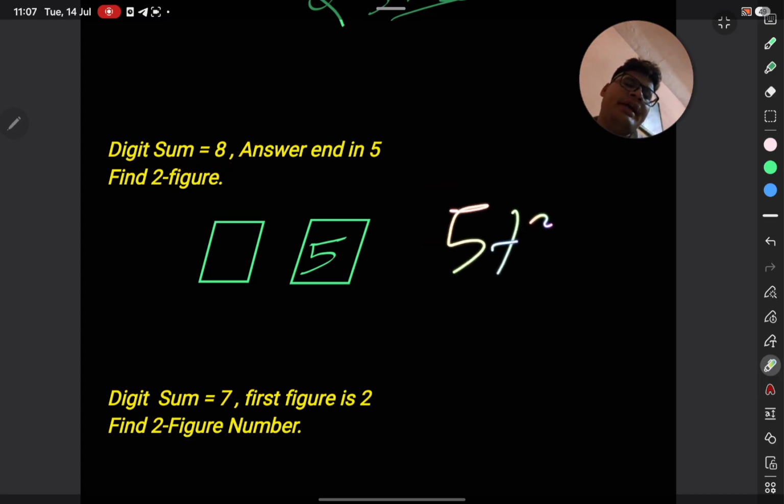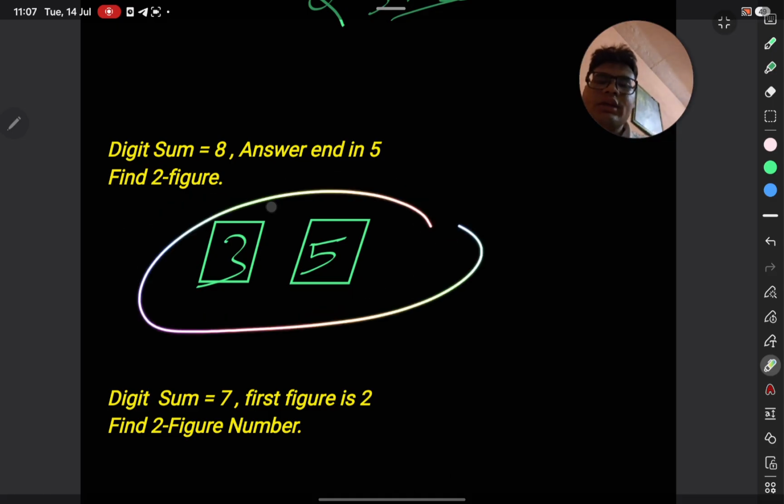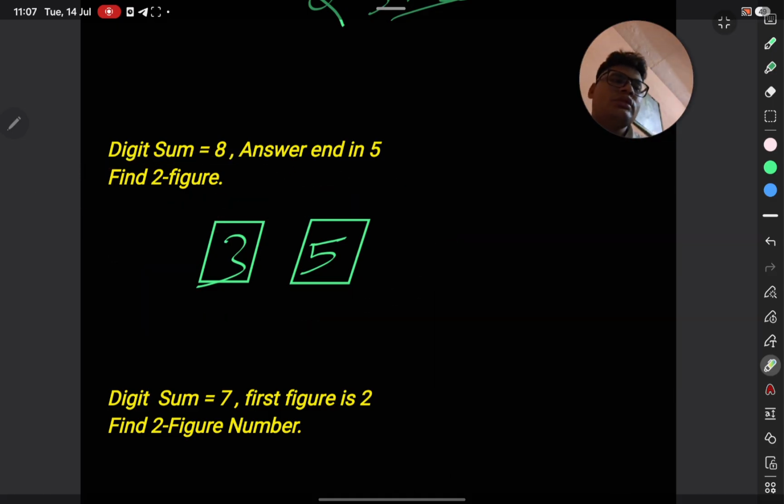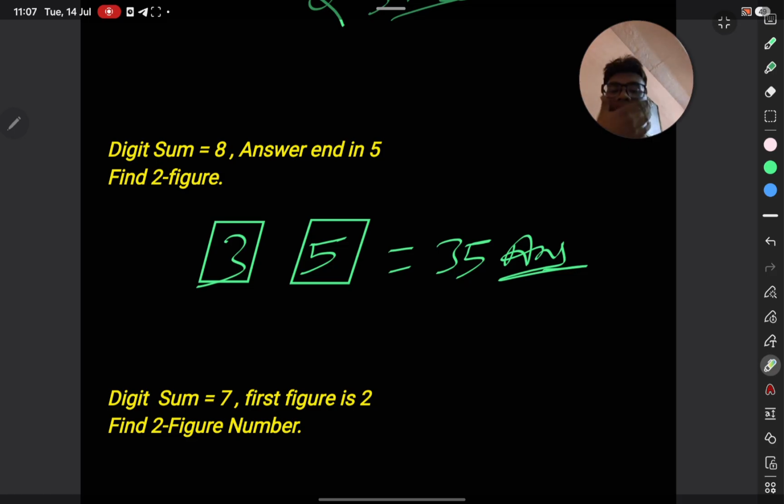To the 5 we will add 3. So the answer here will be 3, and then the number will be 35, the two figure number for this question. 35 is the answer which satisfies these conditions. I think you have understood the decision puzzle.